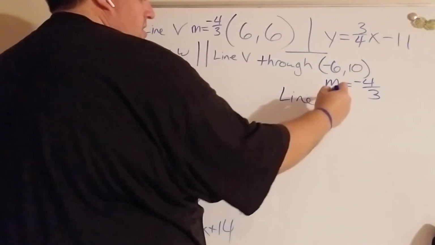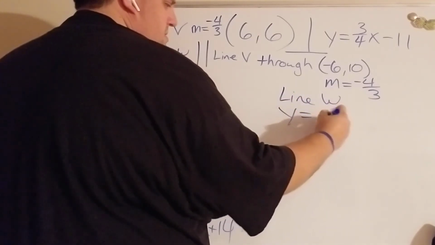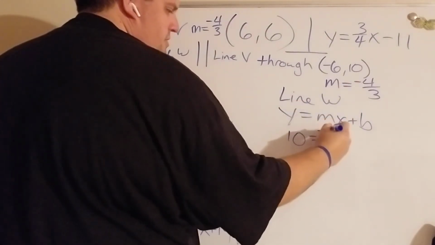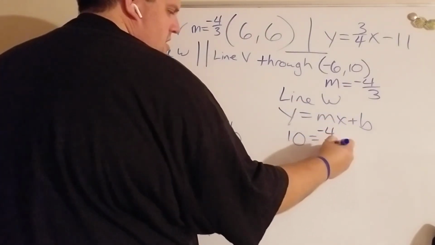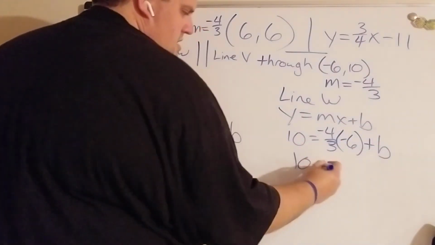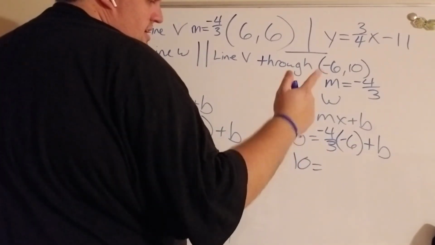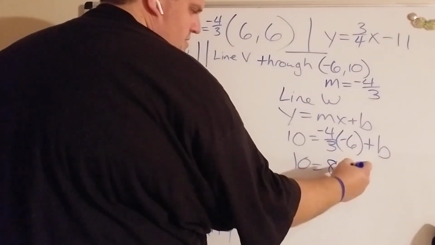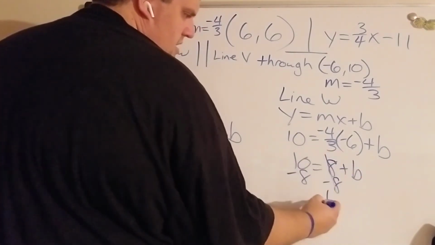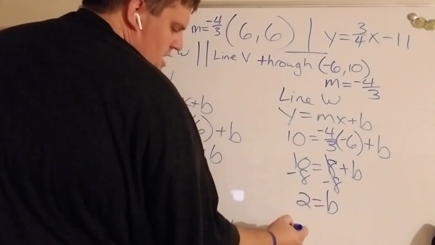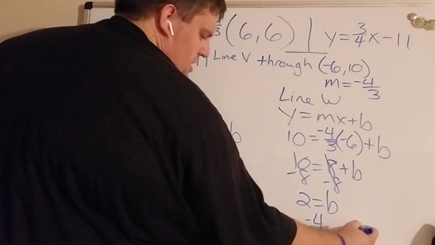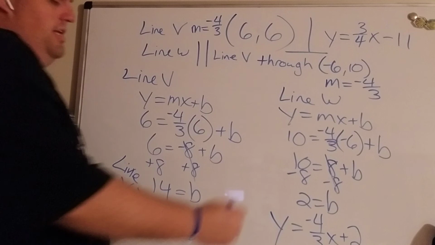So line W, y equals mx plus b. The y is 10, the m is -4/3. The x is -6, we don't know b. -4/3 times -6 is positive 8. Minus 8 from both sides. And b equals 2. And that means the answer to our equation is y equals -4/3 x plus 2. Whew, that's line W.